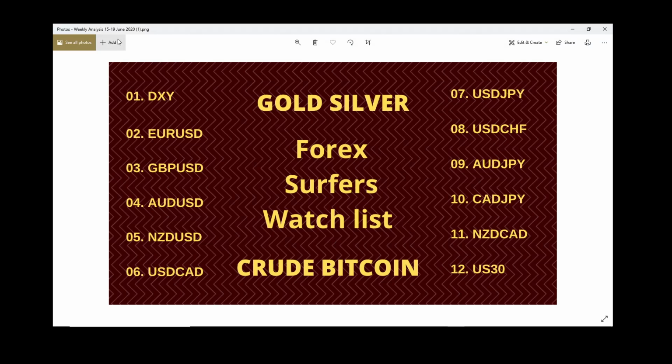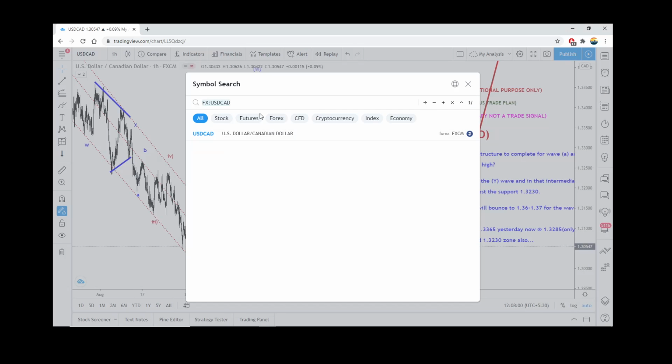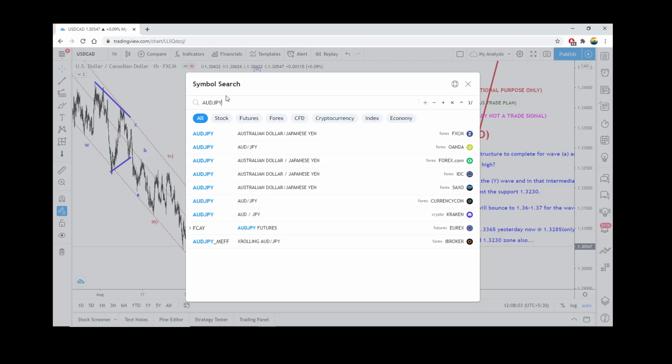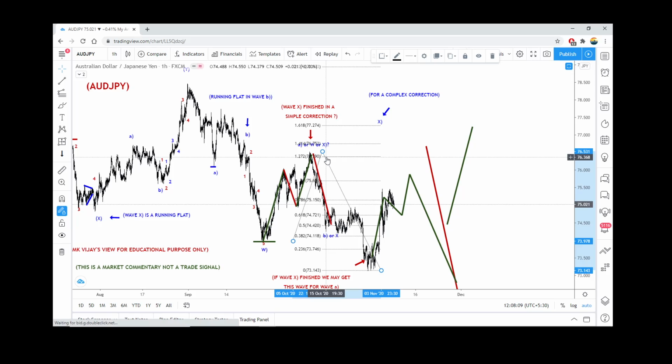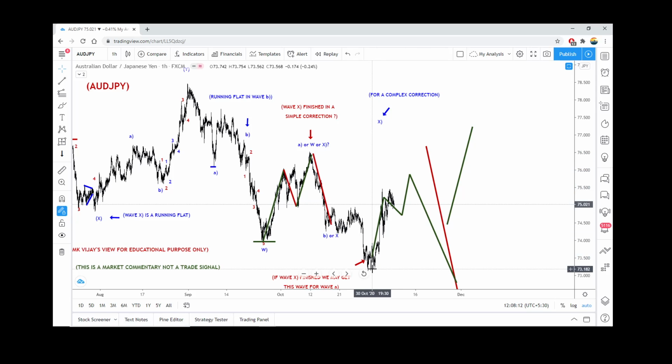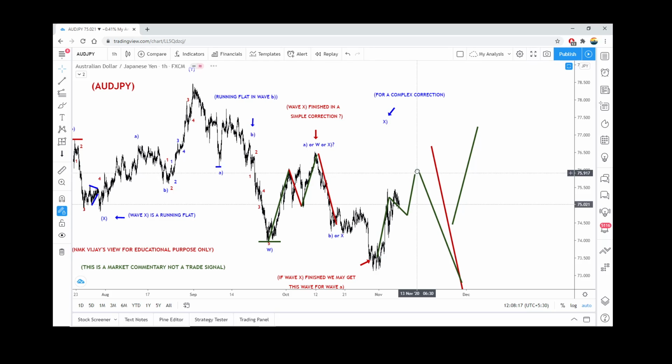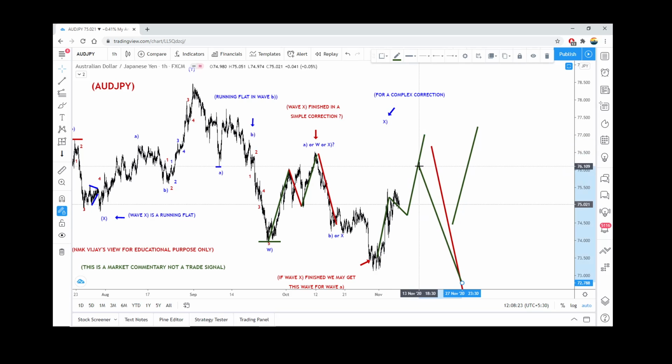USD CAD, USD JPY, USD CHF. So next we will move on to AUD JPY. So perfectly what I said previously, ABC is already done, and if there is one more chance, it did the same thing, right? So whether this could be a running flat or an expanded flat, from here or from here itself. If it doesn't break this high, that will be a running flat. If it breaks this high, that could be an expanded flat.